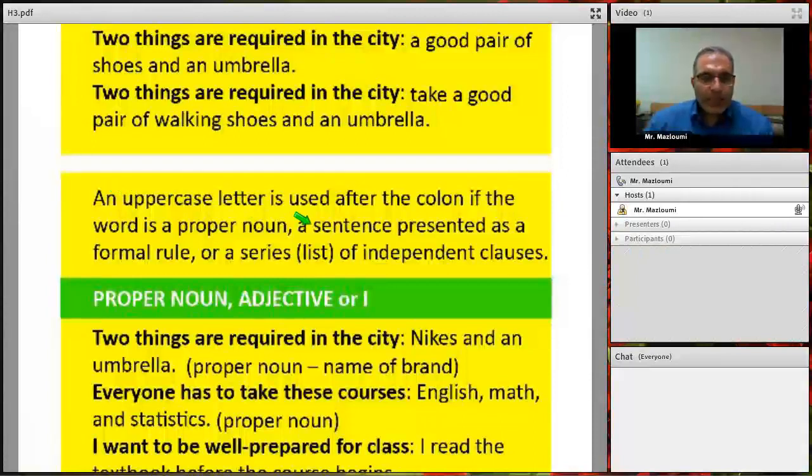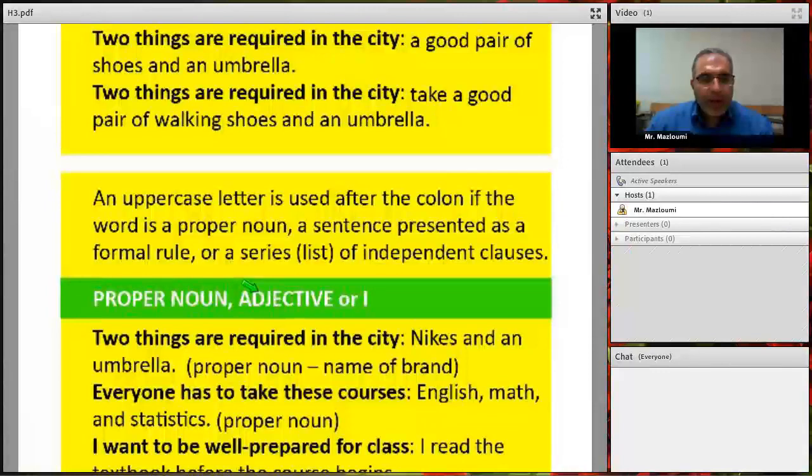So when we use a proper noun, when there is a sentence presented as a formal rule, or when there is a series or a list of independent clauses, okay, main clauses, in these three cases, everyone, we use uppercase letters. Check out the examples.